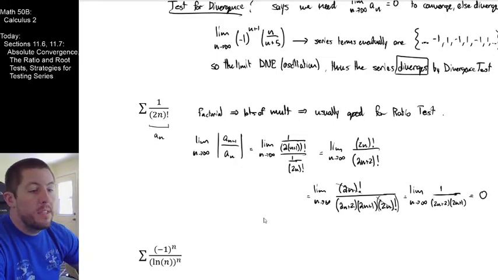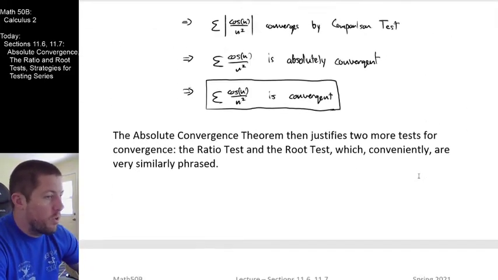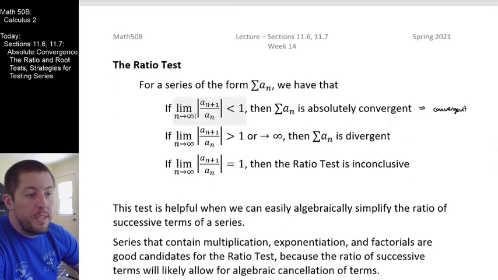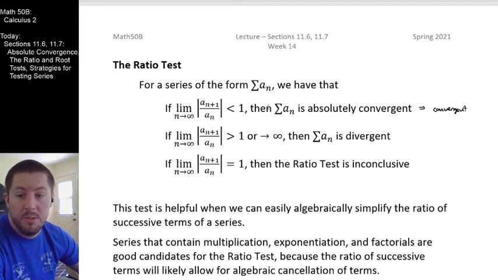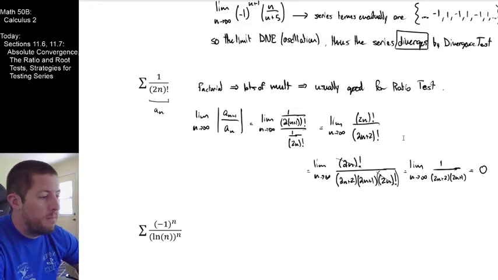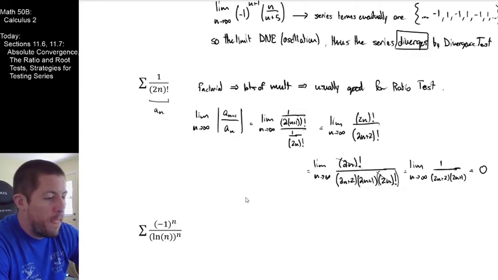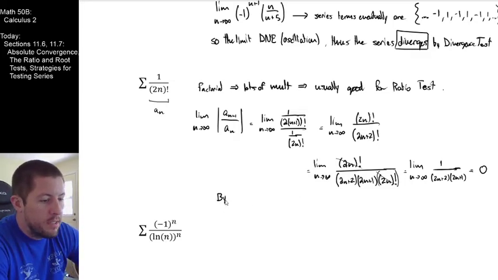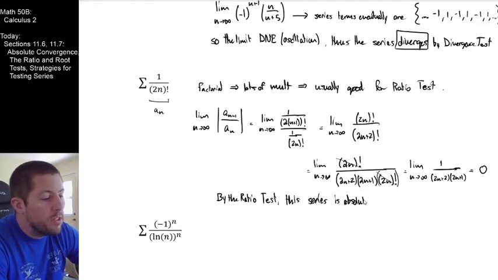So this is good. Remember, I'm going to scroll all the way back up. Remember that our ratio test said if we took that limit of the two consecutive terms in absolute value and got a number less than 1, then it's absolutely convergent. We just got 0, so that's great. So it looks like we are absolutely convergent right here. And so by the ratio test, the series is absolutely convergent and therefore converges.